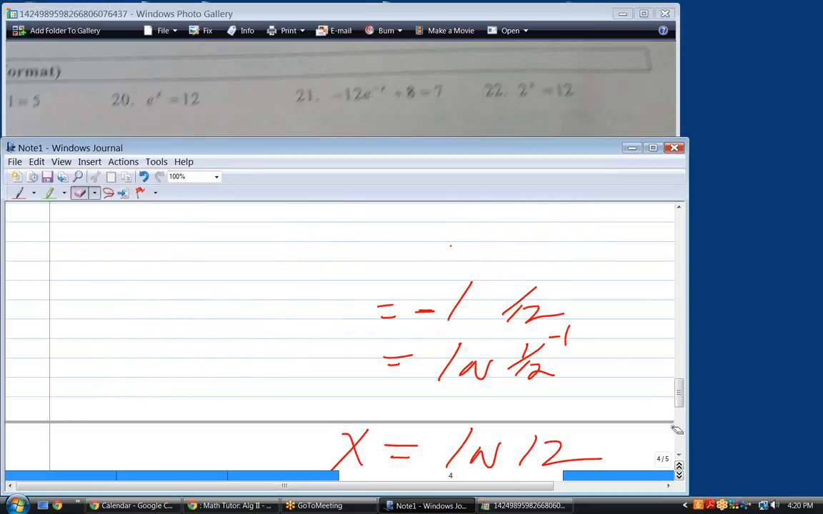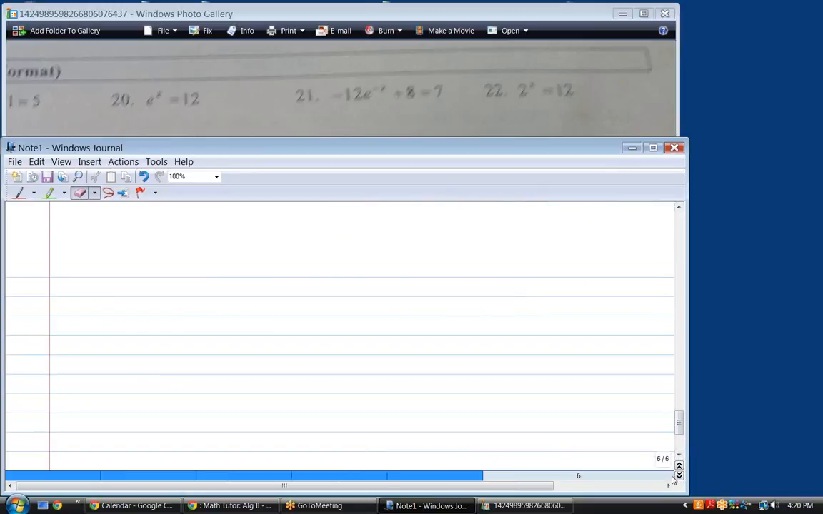All right, what else do you want to look at here? How about 22? Let's do 22. It's a little different. There's no e to the x.